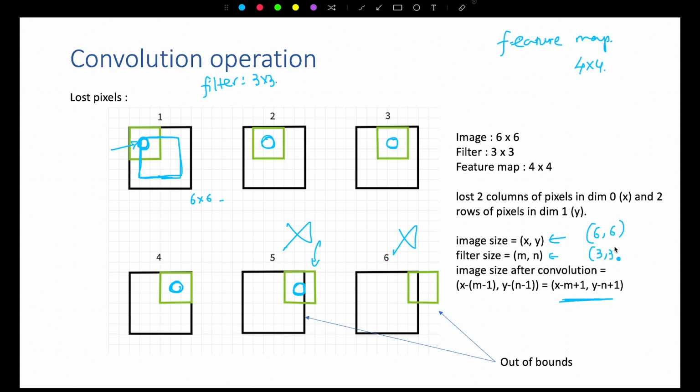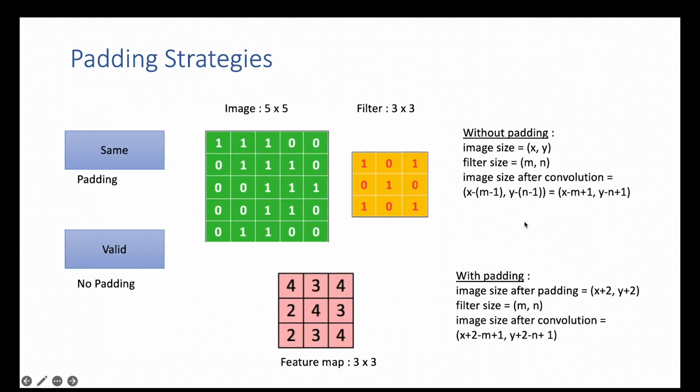Filter size is going to be 3 by 3. And obviously 6 minus 3 plus 1 comma 6 minus 3 plus 1 results in an output shape of 4 by 4, which is the shape of your feature map. That's all I'm trying to explain here. But you can still make the shape of your feature map match your image shape, especially when you employ padding strategies.